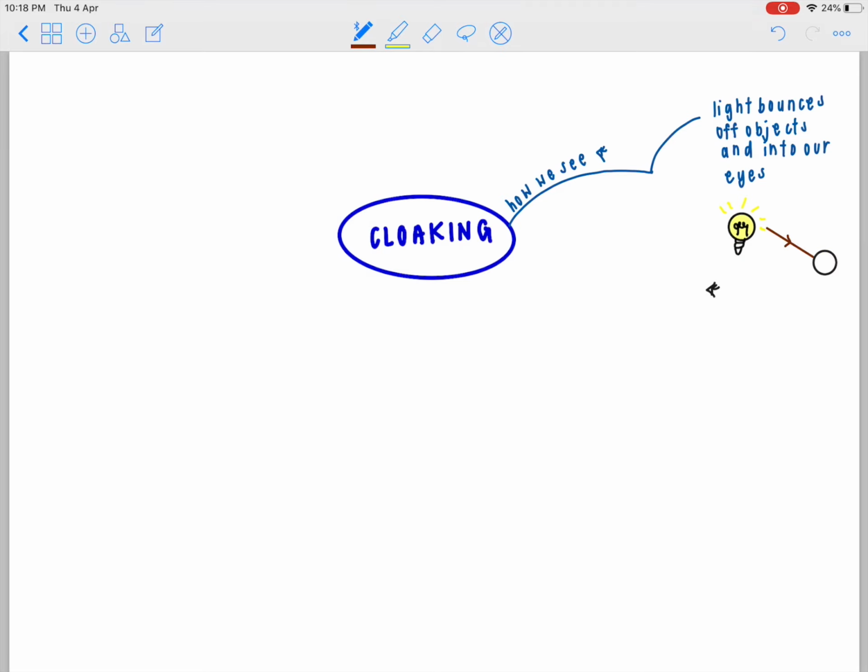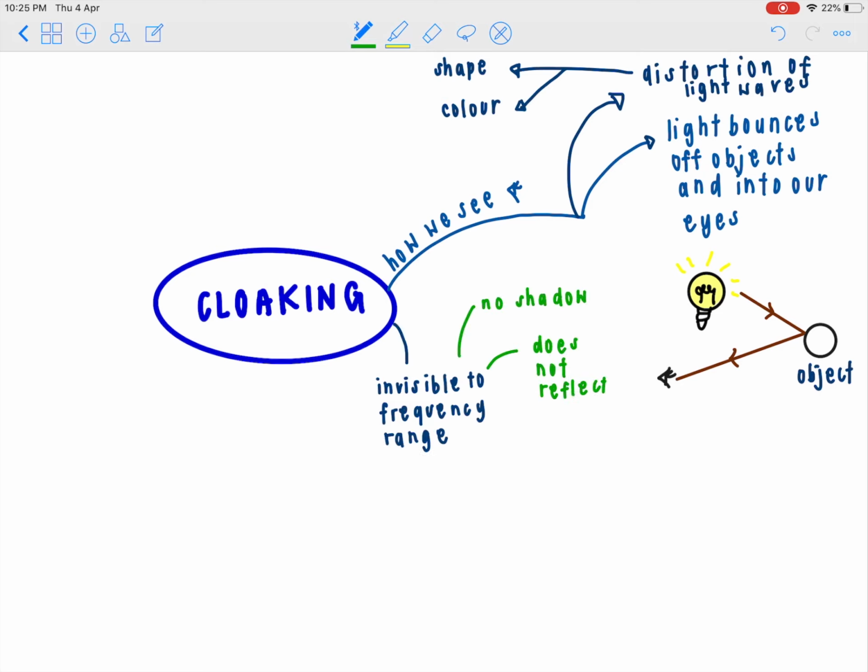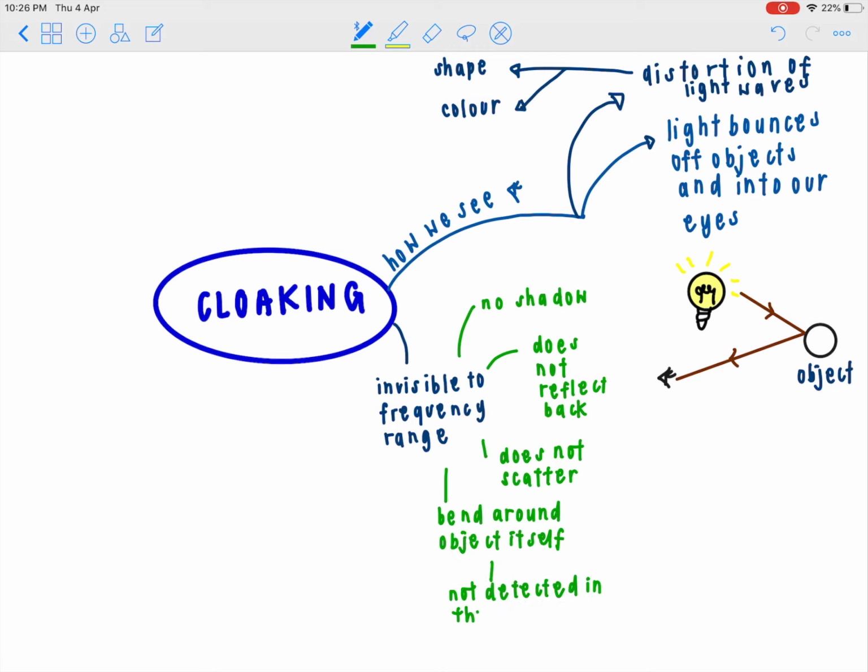Cloaking messes with this light in such a way that it distorts light waves according to its shape and color, so that it's invisible to the frequency range. This means that it does not give off a shadow, it should not reflect back, it does not scatter, and it bends around the object itself. It is also not detected in the background and is unchanged, and this quality will be really important for later.